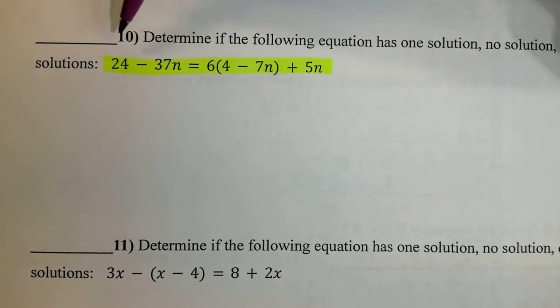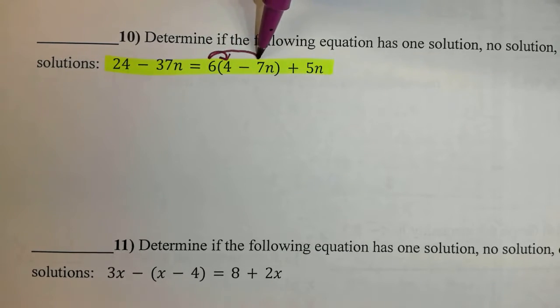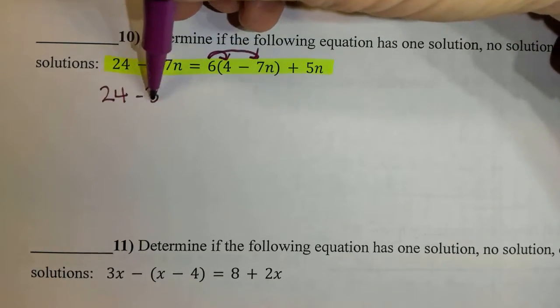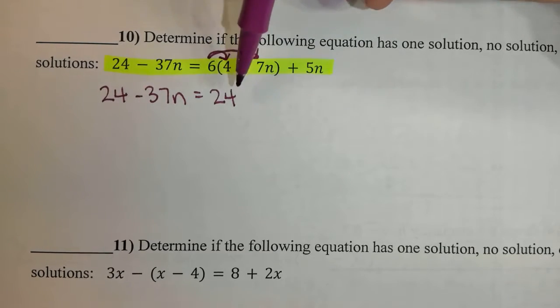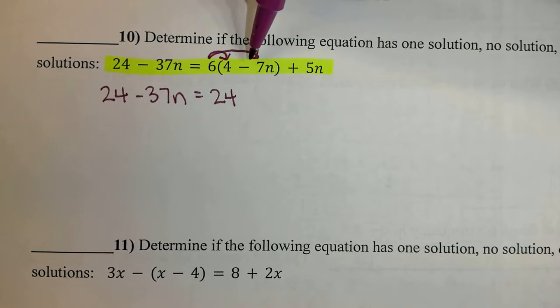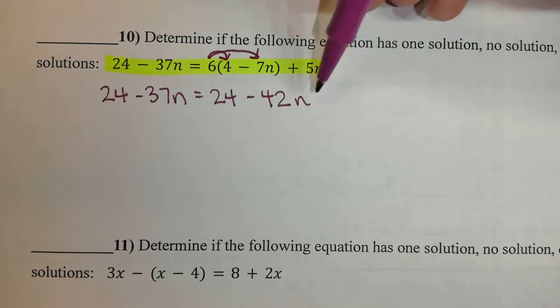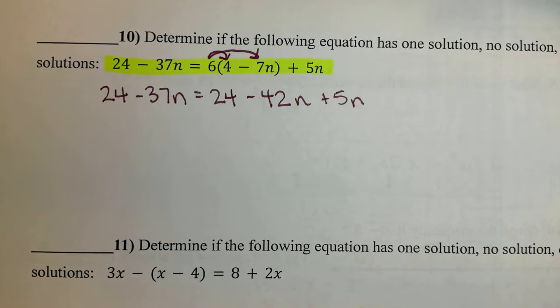All right, so the first thing I'm going to do, I have parentheses right here. I need to distribute. So let's do that. So this side did not change. 6 times 4, 24. 6 times negative 7n, negative 42n. And then don't forget the plus 5. It's like the caboose of the equation.